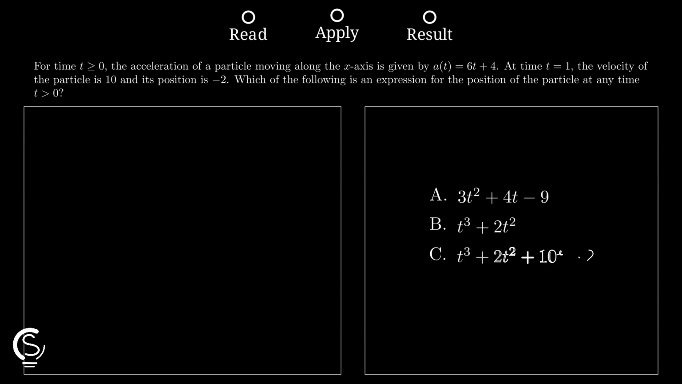First, integrate acceleration to find velocity. The integral of 6t plus 4 is 3t squared plus 4t plus c. Since velocity at 1 is 10, c equals 3.